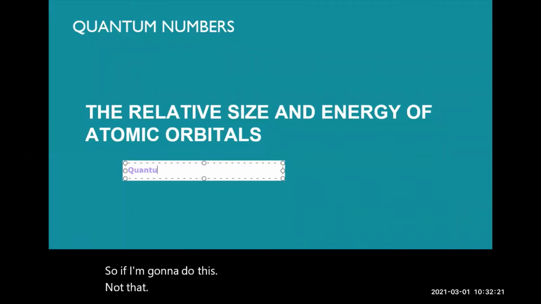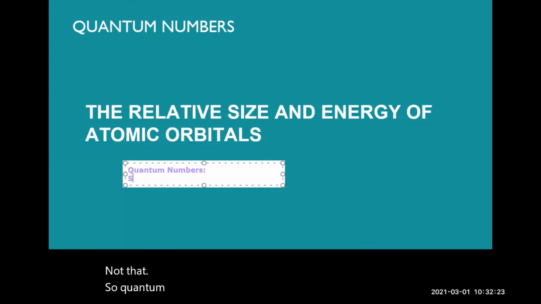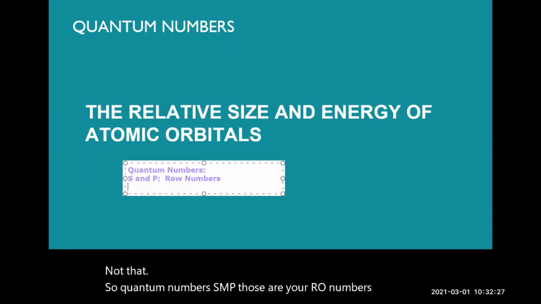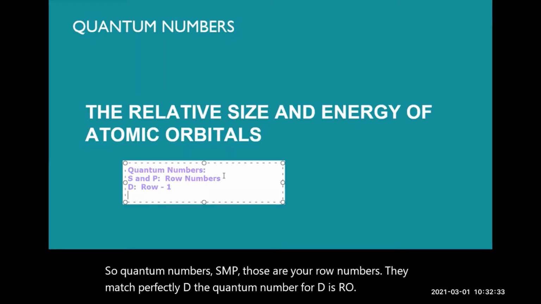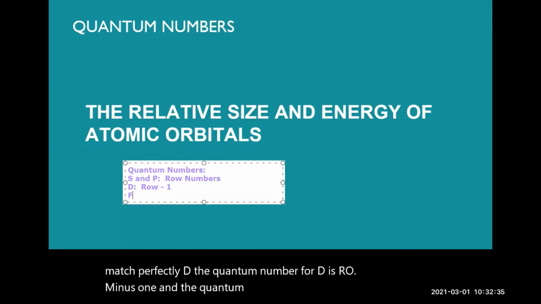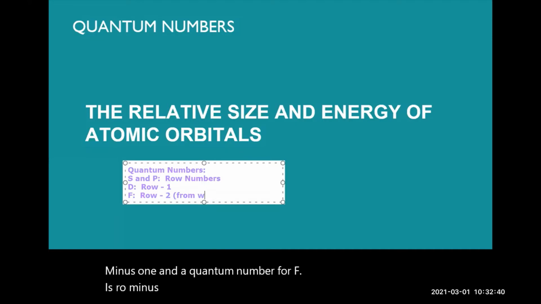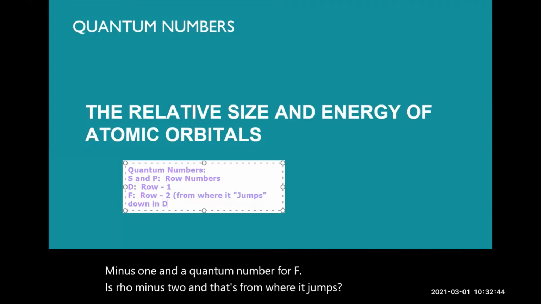So quantum numbers, S and P, those are your row numbers. They match perfectly. The quantum number for D is row minus 1, and the quantum number for F is row minus 2, and that's from where it jumps down in D.